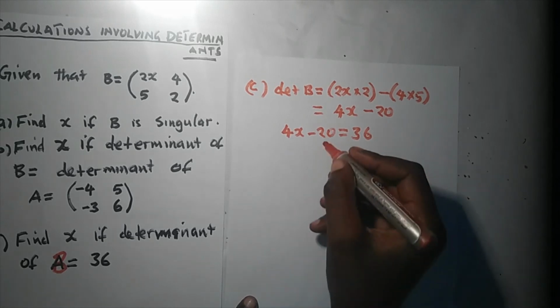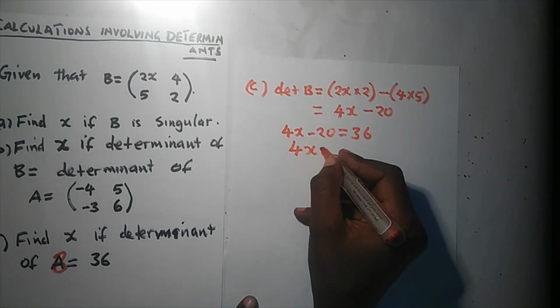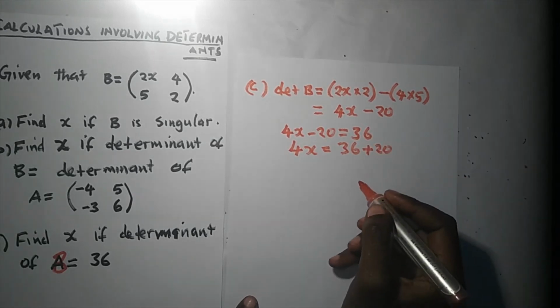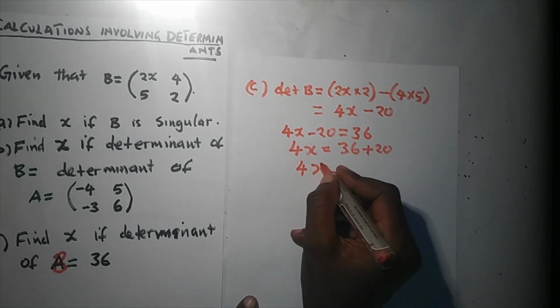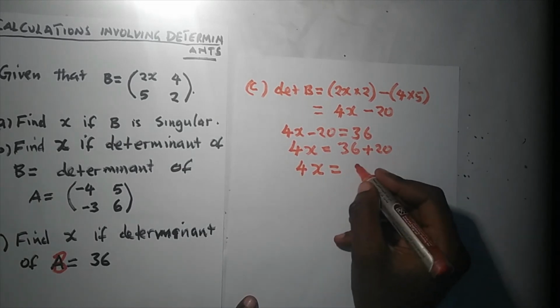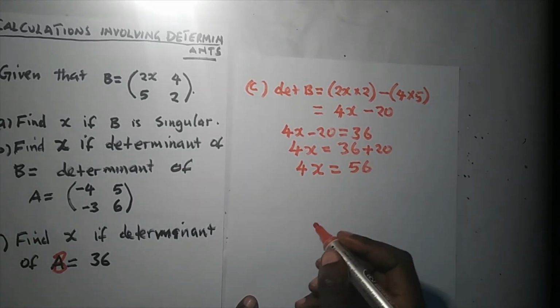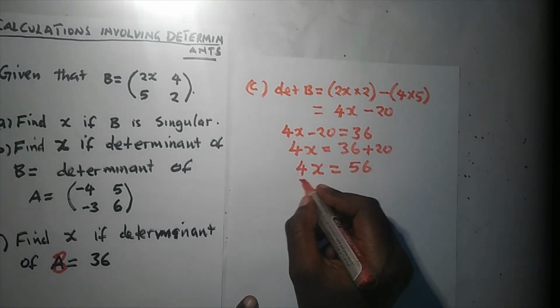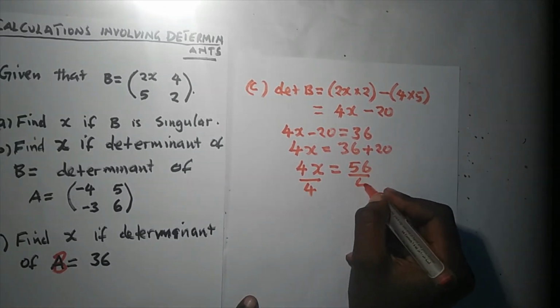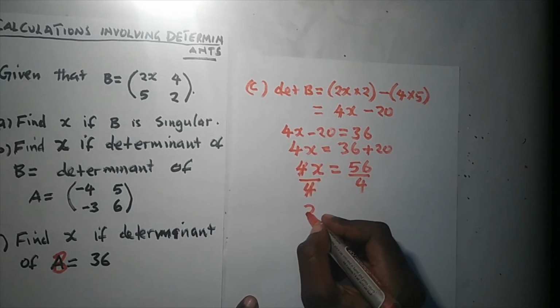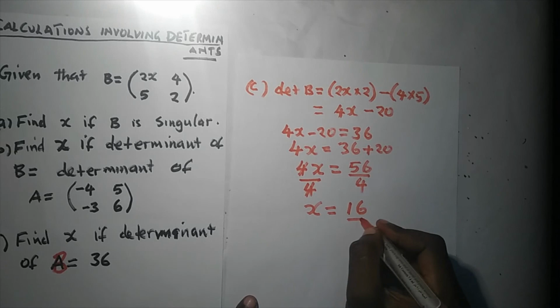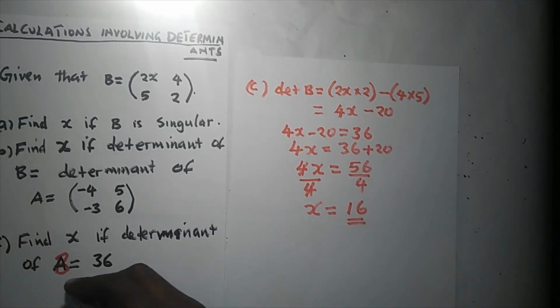And then we'll collect like terms. So 4x is equal to 36 plus 20. And so 4x will be equal to 56. And then for us to find the value of x, we divide both sides by 4. So we're going to have over 4 over 4, which will give us x is equal to 14. So x will be 14 when the determinant of B is 36.